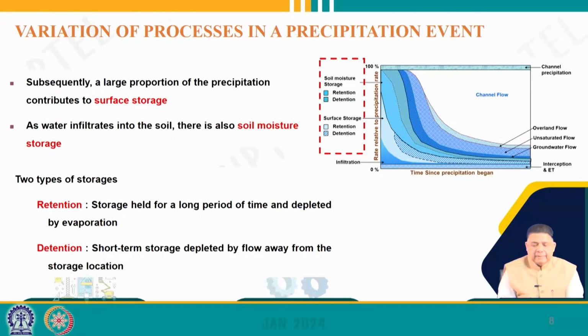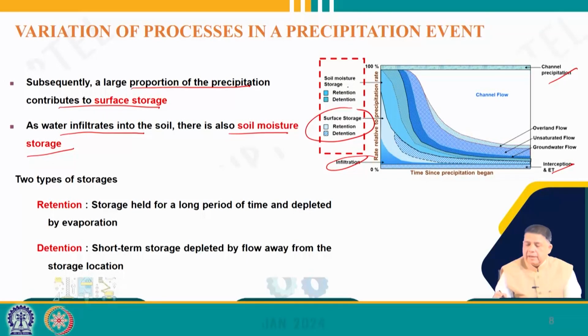So, what happens is that a large portion of the precipitation contributes to surface storage. Just now we saw that after channel precipitation, after interception and evapotranspiration and after infiltration, the next thing which occurs is surface storage. If water infiltrates into the soil, there is also soil moisture storage. So, there is surface storage here and soil moisture storage here. So, you can see the components here, the percentage of total rainfall.